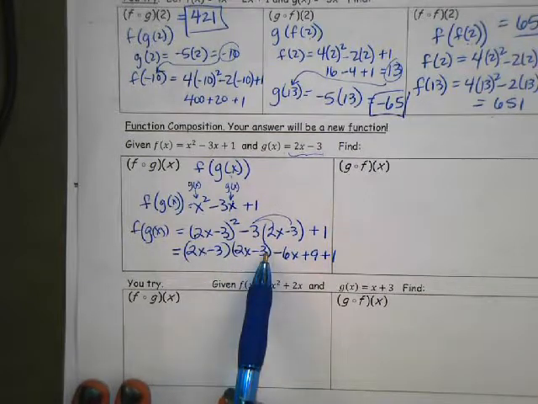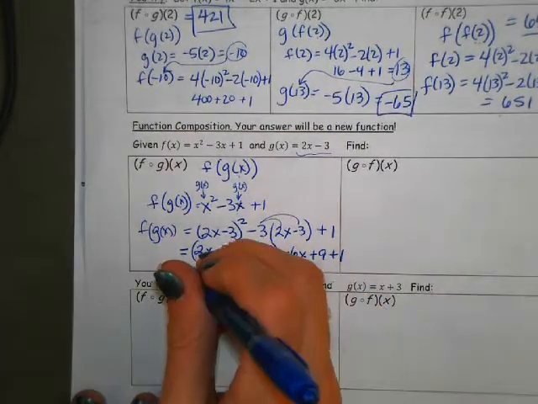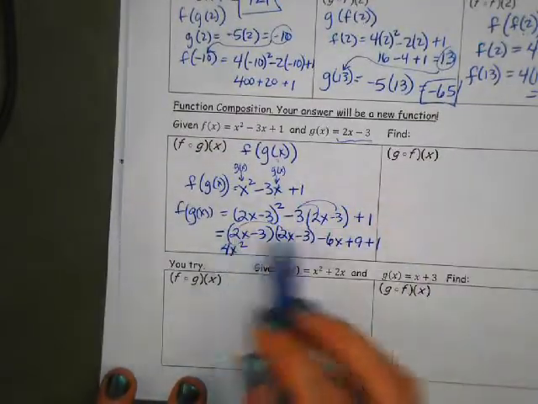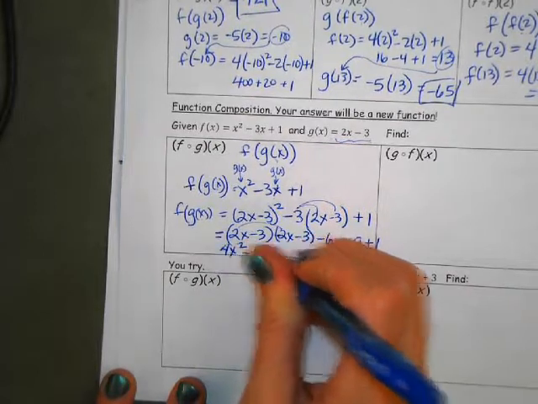So then I'm going to distribute this right here because I can. So that becomes 4x squared. Okay, this becomes a negative 6x.